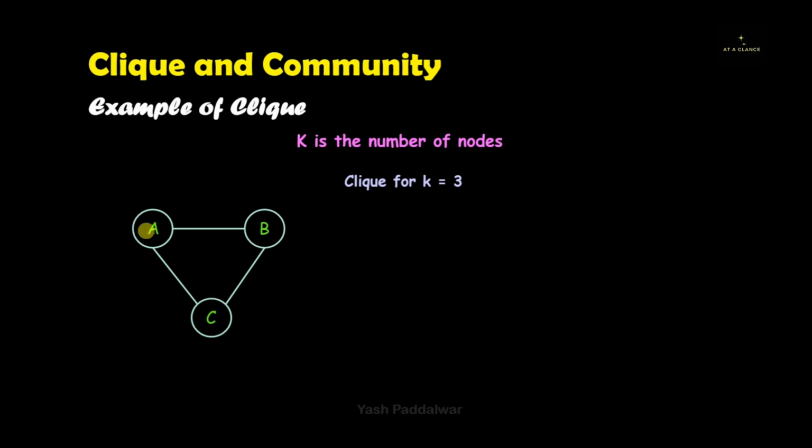Now here you can see that all the three nodes are connected to each and every other node. A is connected to B as well as A is connected to C, B is connected to A as well as B is connected to C, C is connected to A as well as C is connected to B.